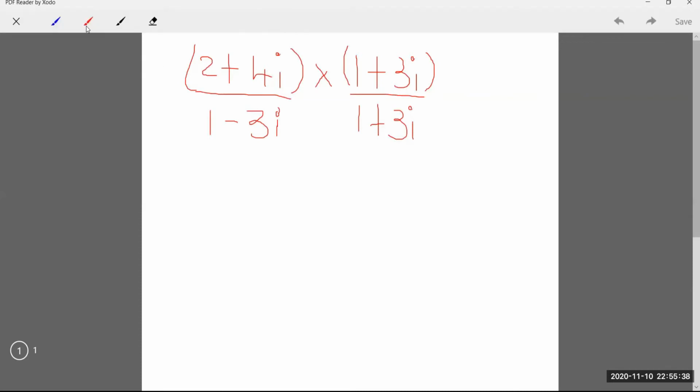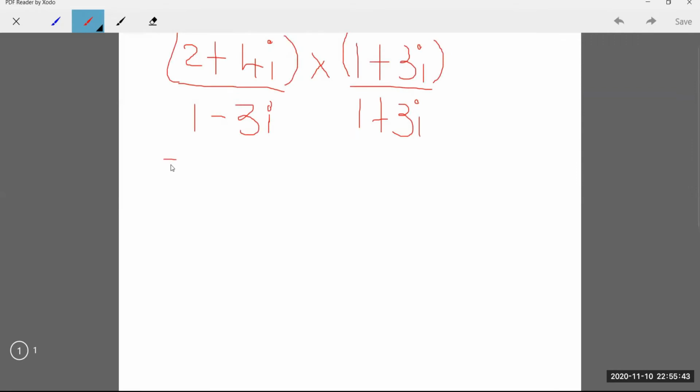So let's go about simplifying that. That's equal to 2 times 1, which is 2. 2 times 3i is 6i. 4i times 1 is plus 4i. And then we have 4i times 3i, which is 12i squared. So we get plus 12i squared.